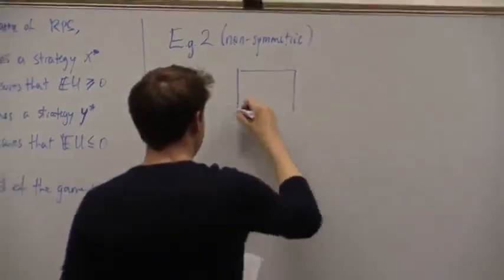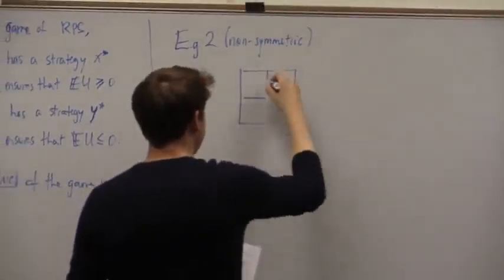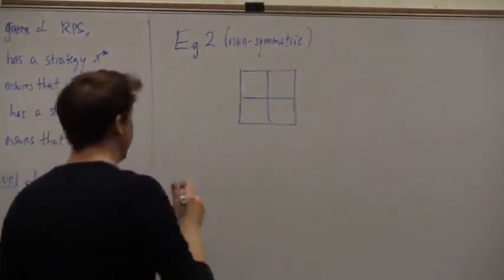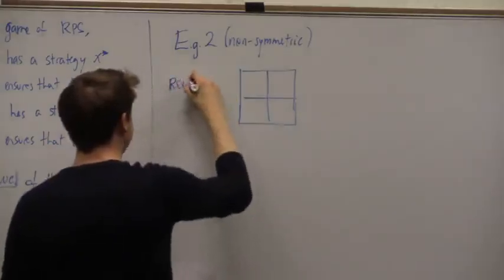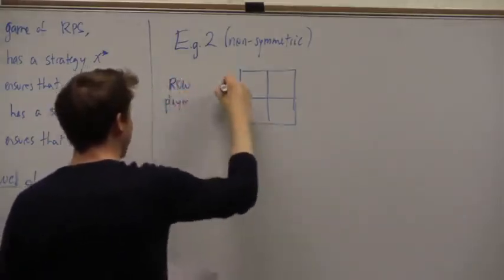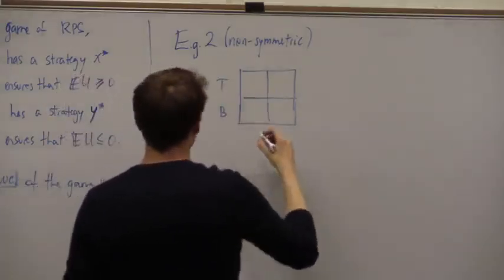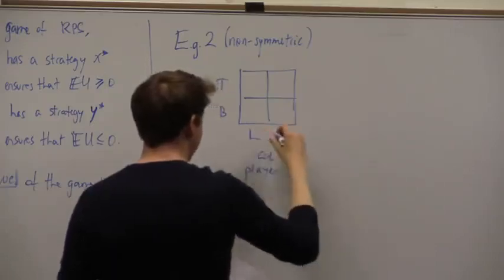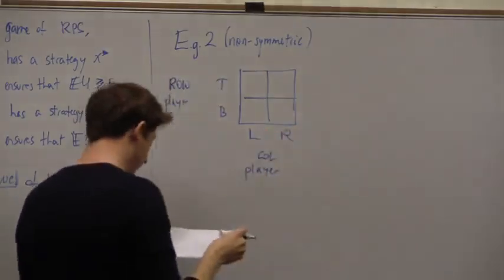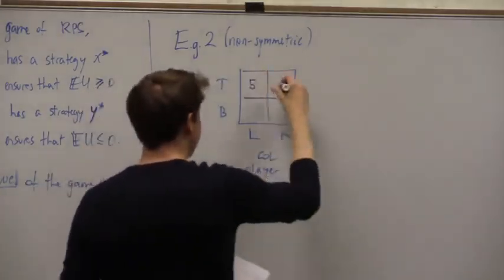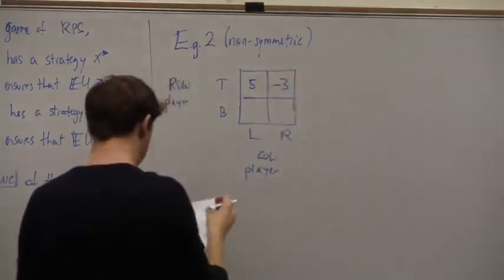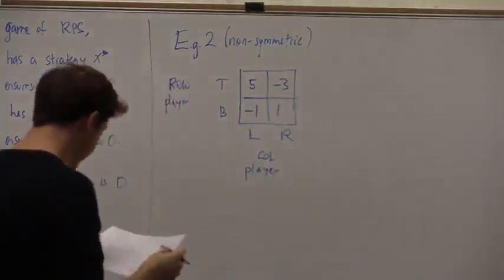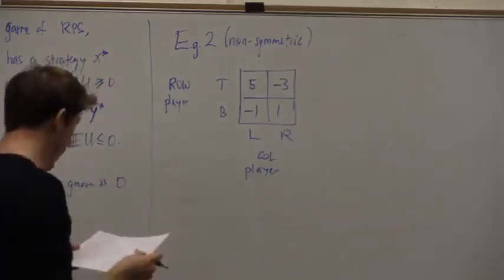So for simplicity, we're going to look at a game with just two strategies for either player. For the row player, we have top and bottom. And for the column player, we have left and right. And the values are going to be 5, -3, and -1 and 1. Okay? So this fully specifies the game.